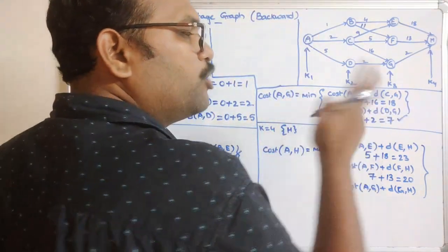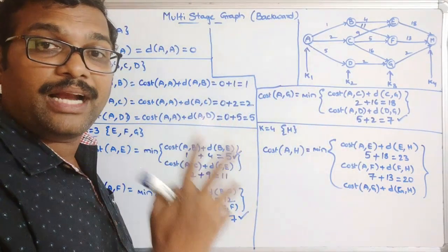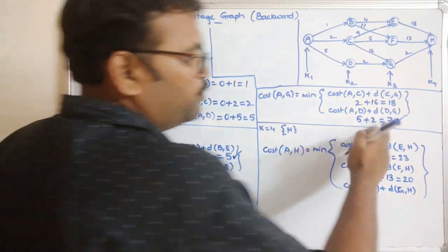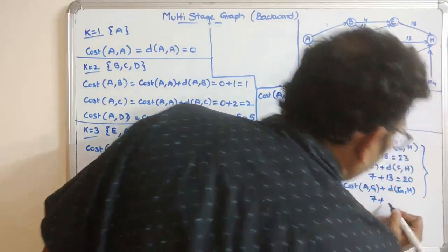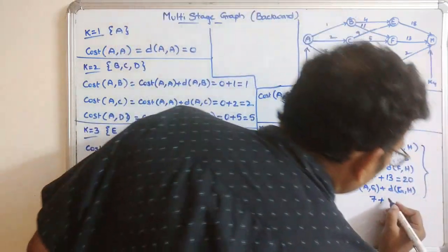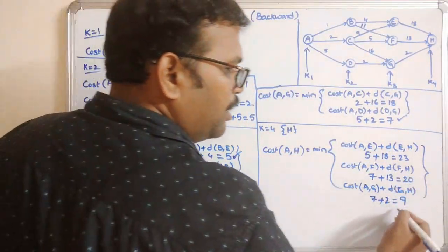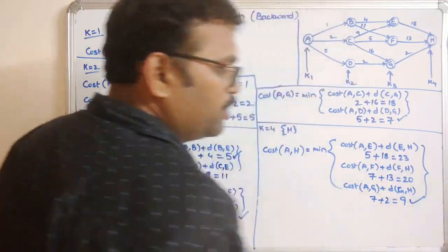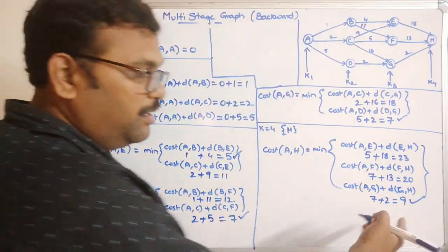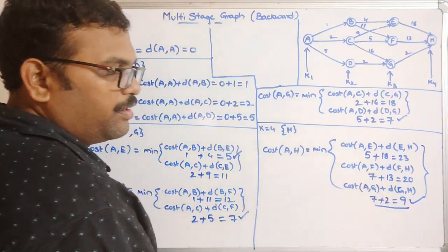And similarly cost of AG. Again we have 2 possible paths. Among that we have to select the least possible path, which is 7. So 7 plus D of GH, which is 2. So it will be 9. So among these, 23, 20, 9, which one is the lowest? This one is the lowest. So we need to consider the 9, right?